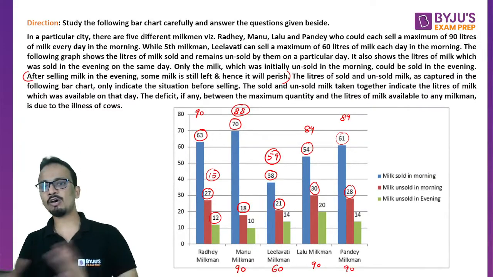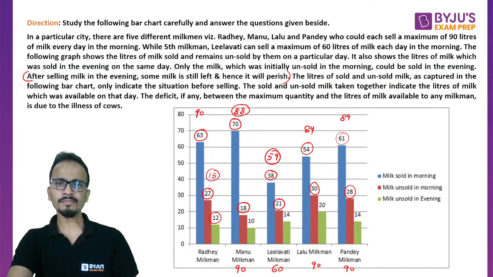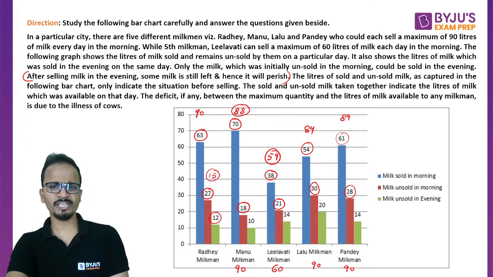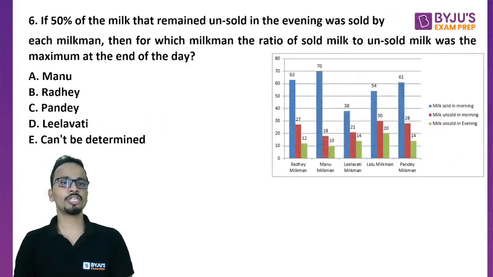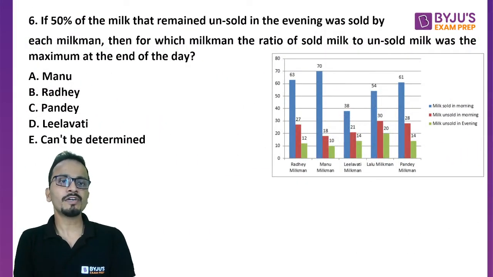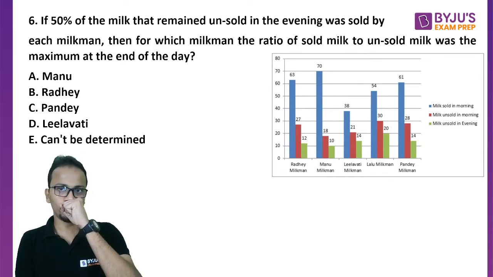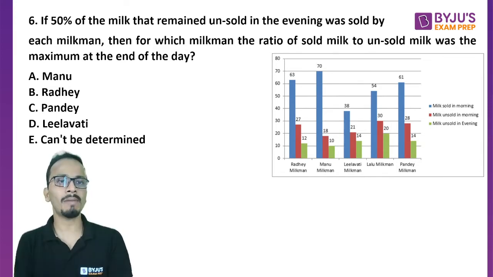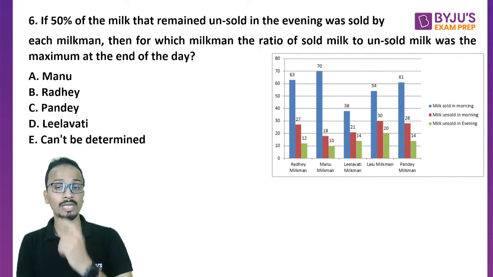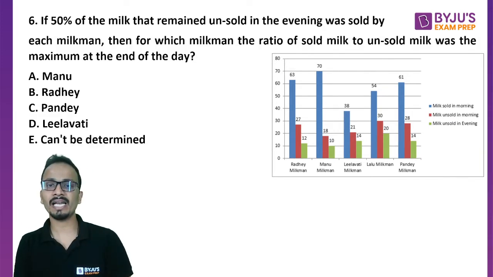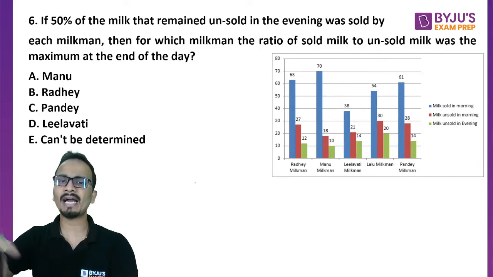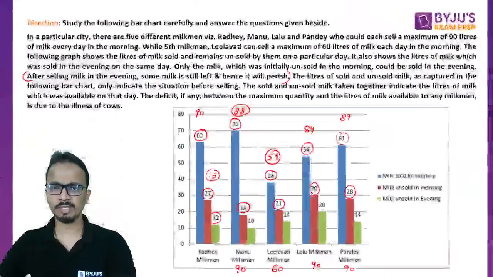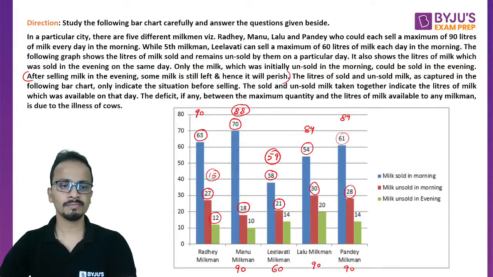Okay. So let's now move on to the questions one by one. So obviously a lot of data is given in this question. Now let's see how the questions will behave. Okay. So question number 1. If 50% of the milk that remained unsold in the evening was sold by each milkman. Okay, so now I have to basically arrange this data in a proper format. So I'll have to keep on going back to the previous data. Okay, so we'll keep on going back to this data.